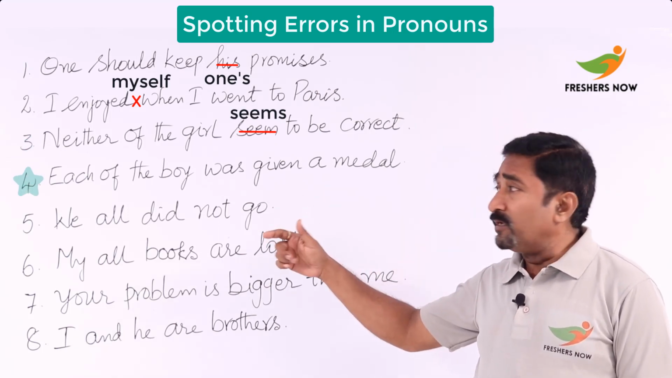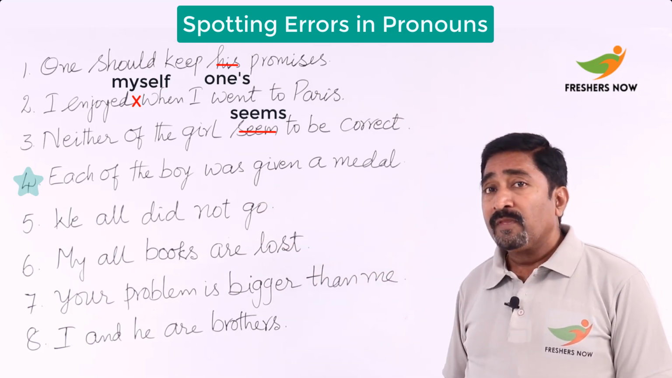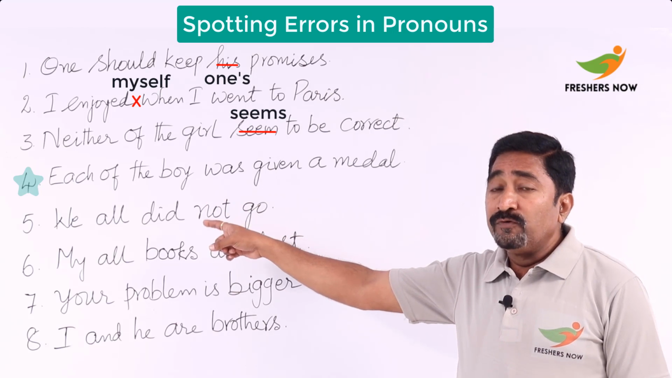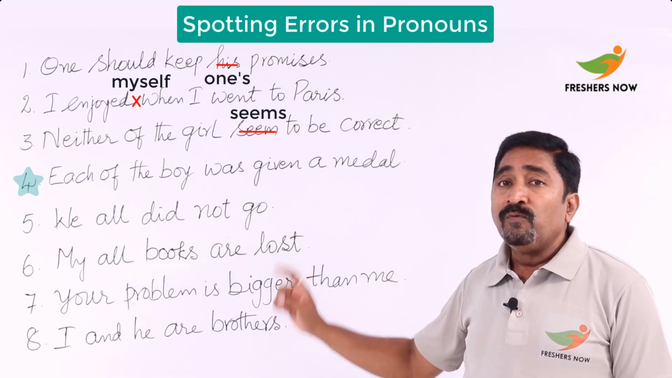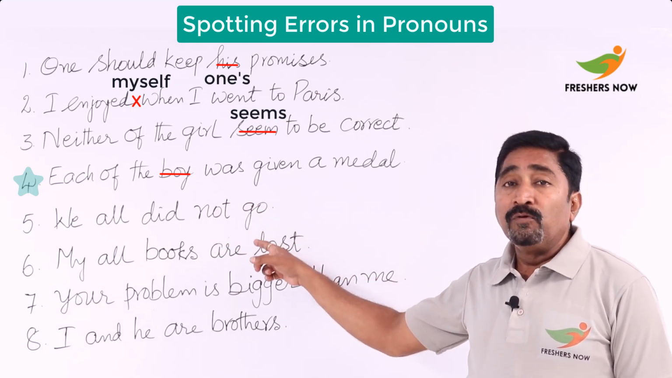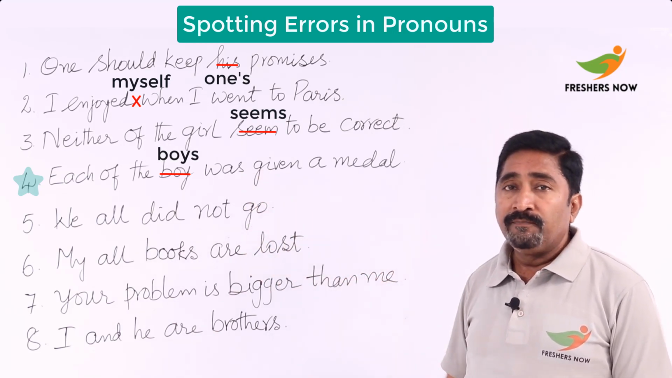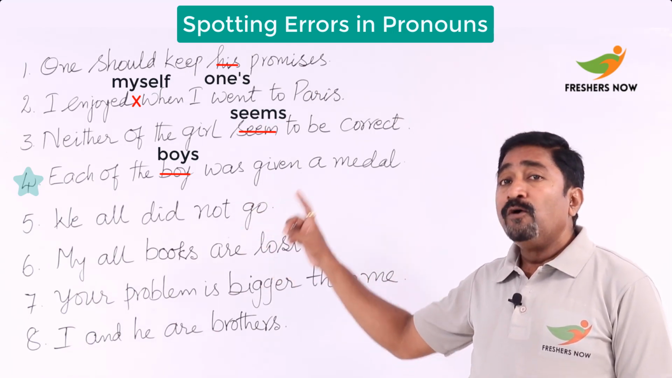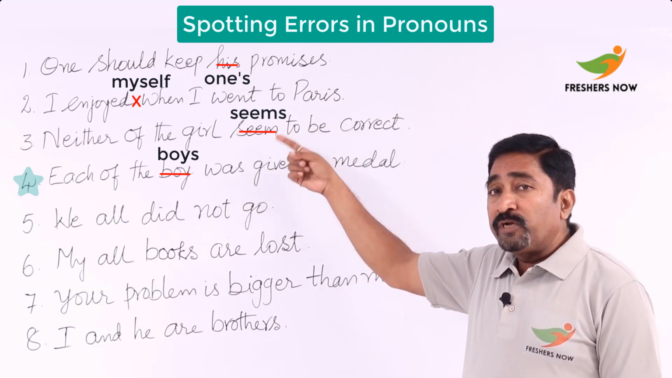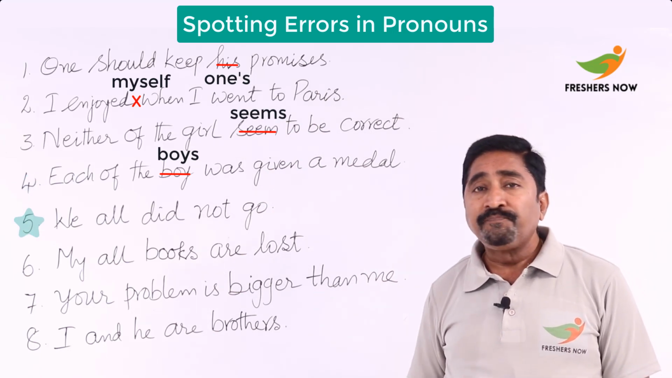The next one is, each of the boy was given a medal. You can see a singular verb here, and with that the noun used is "the boy", singular, which is a mistake. When it is given "each of", the noun should be used in plural, and it should be followed by a singular verb. So, each of the boys was given a medal. Now have a check with the previous sentence and the next sentence that follows. And now let's see the next one there.